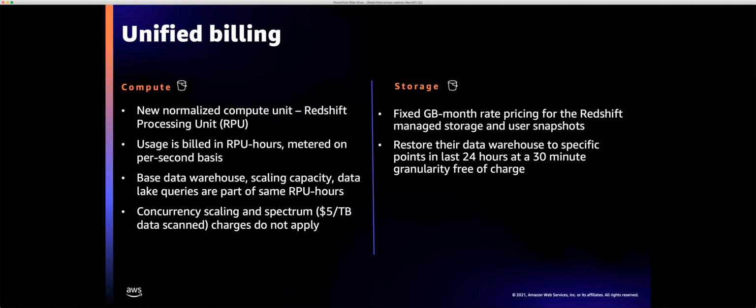Secondly, the RPUs are the same for any kind of scaling decisions that Redshift Serverless makes. In the past, for some existing users of Redshift, you would see a separate charge for features like concurrency scaling for the additional compute, or data scan charges for Spectrum queries. And all of these are no longer explicit charges in serverless.